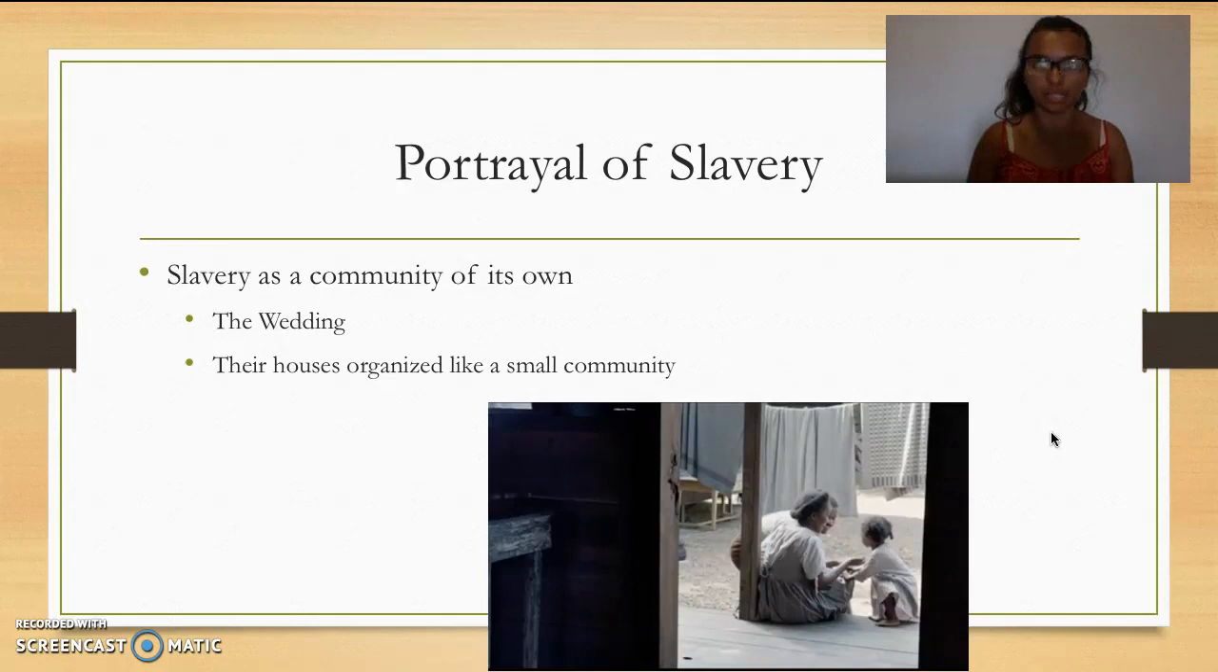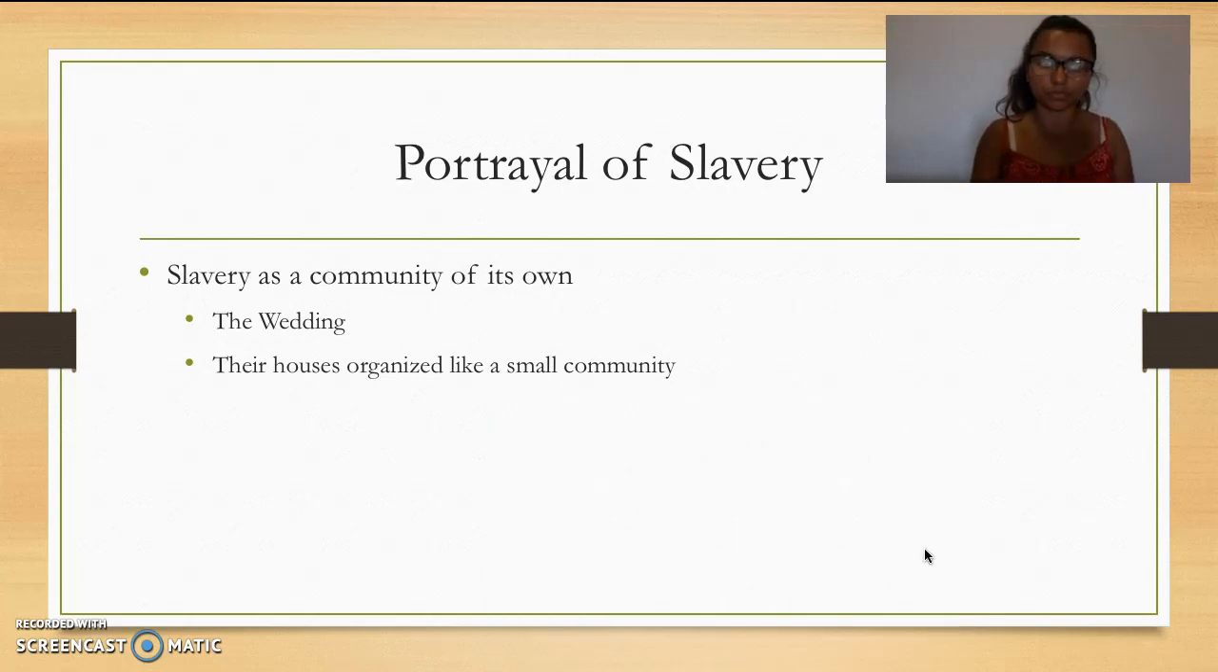Also, the houses that they had were organized in almost a small community. In this clip here, you can see this is Nat and Cherry Ann's house, and that's their daughter. You can see they have a clothesline here, and part of the screenshot that I couldn't get was the other houses lined up next to them, and you know that these are the other slaves' houses.